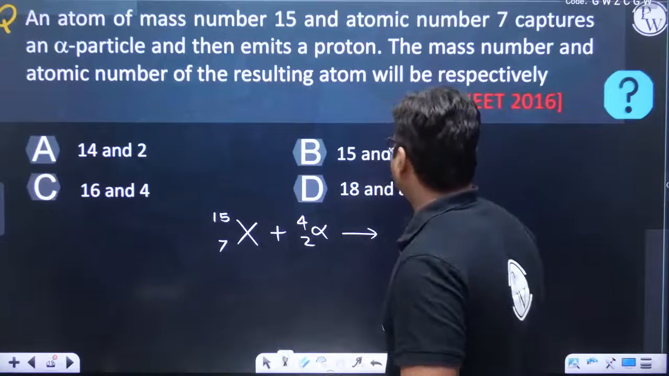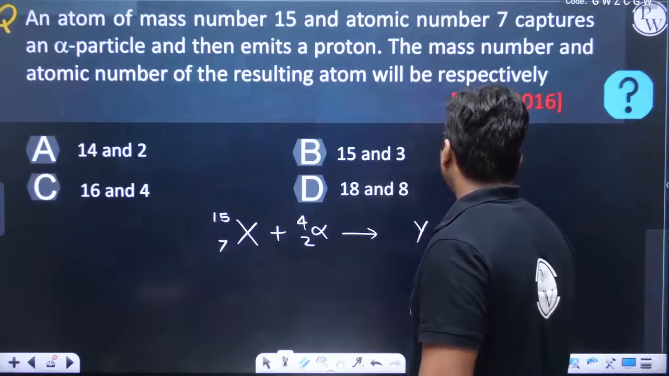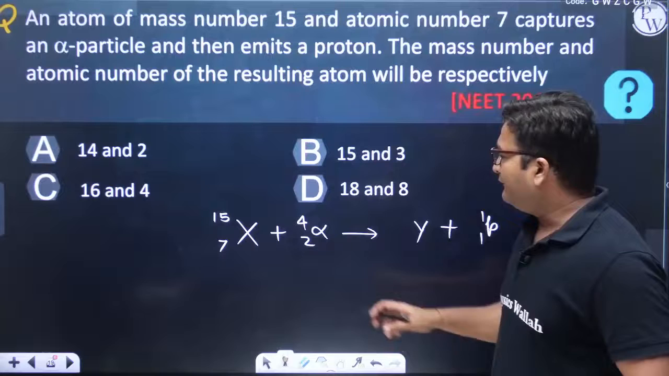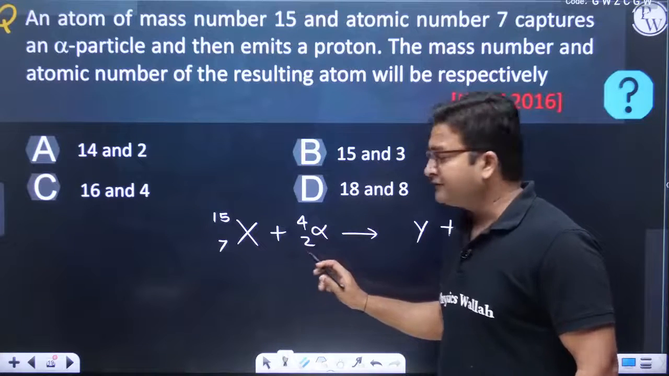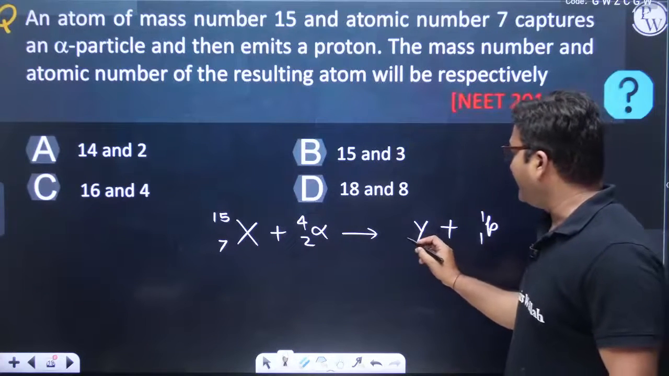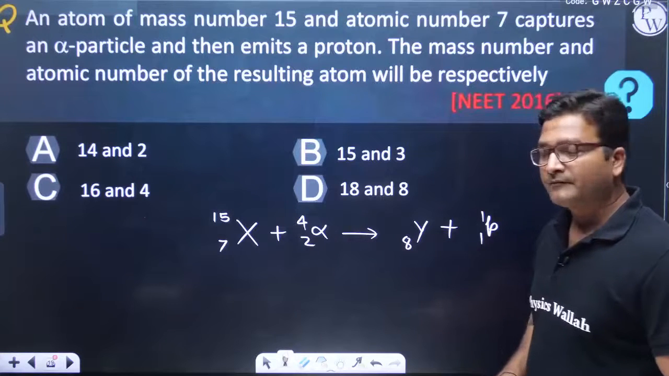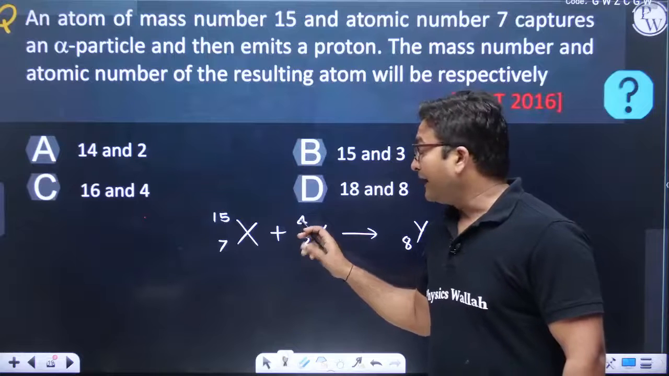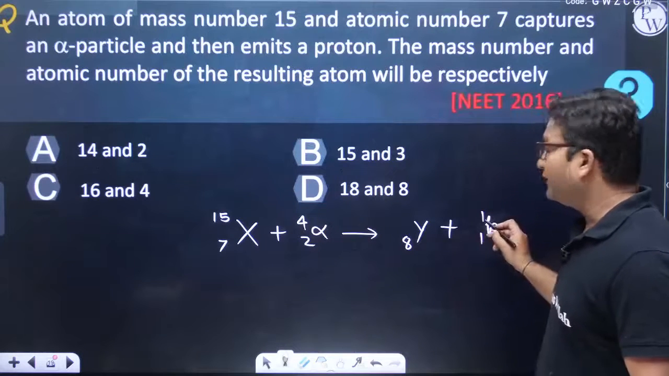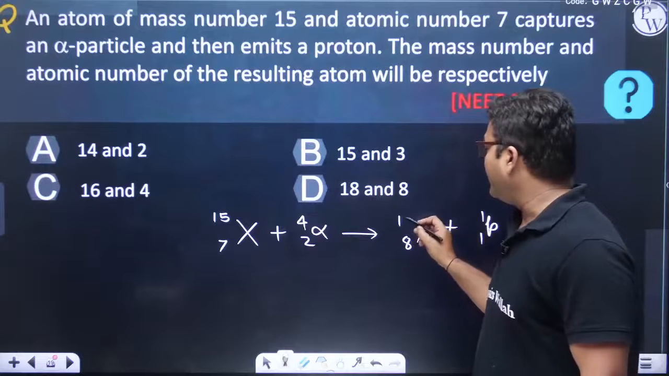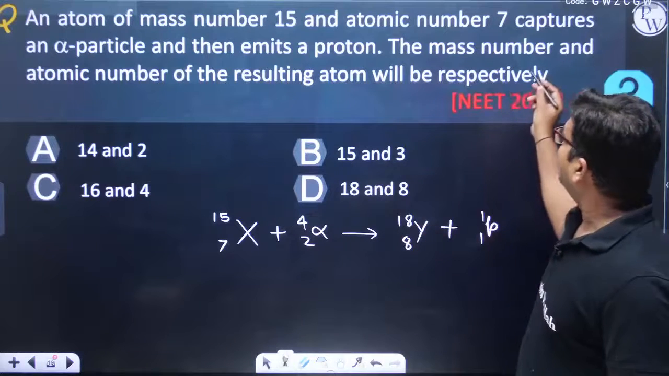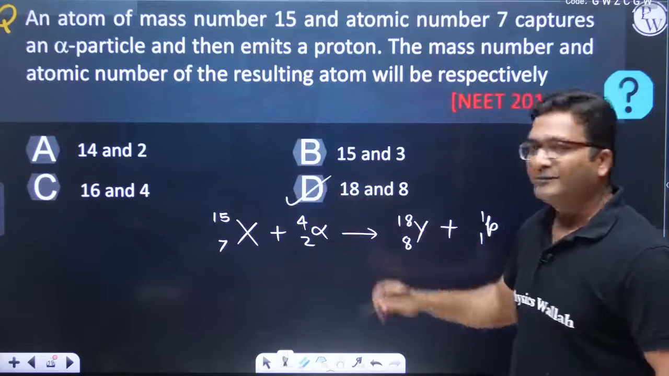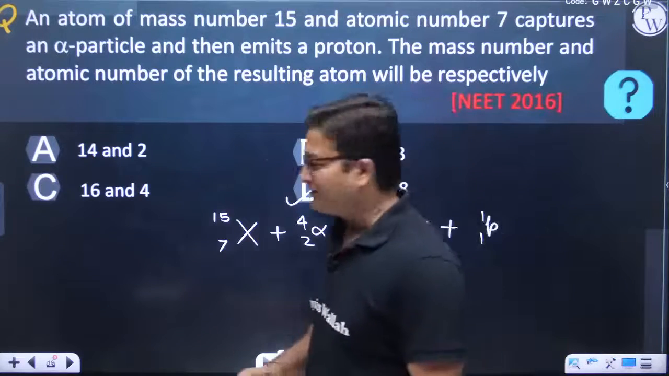Okay. So let us see. Suppose it is converted into Y plus 1 proton. So here we have 7 plus 2, 9 protons, and here we have 1 proton. So remaining 8 protons must be here. And here we have 15 plus 4, 19 nucleons. Here we have 1 nucleon. So the remaining 18 nucleons must be here. So mass number and atomic number of the atom should be 18 and 8. So D is your perfect choice. There is no doubt about it.